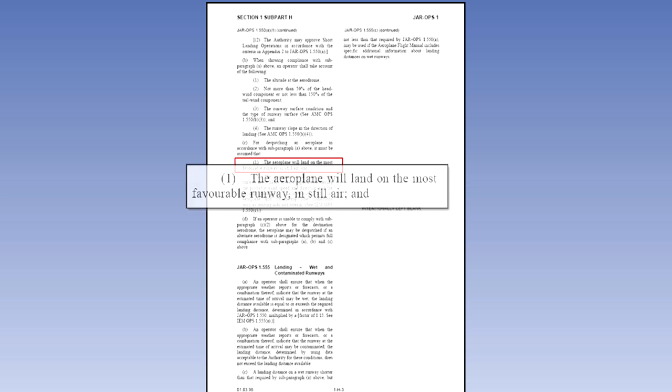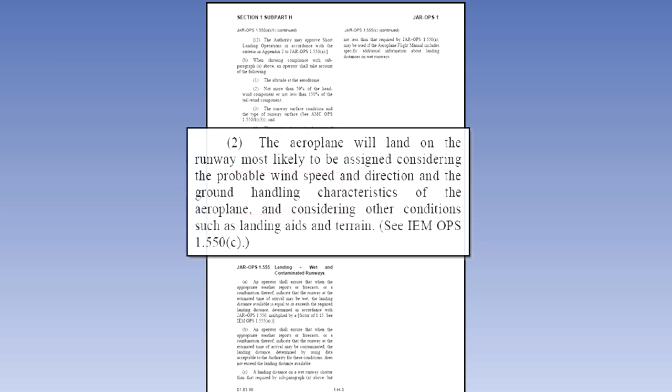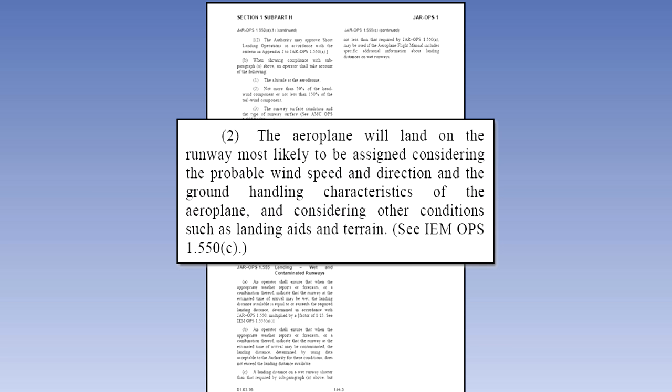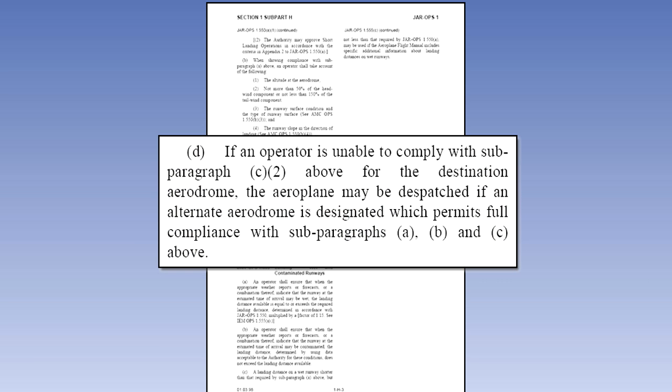The dispatch rules found in JAR-OPS 1.550 paragraph C state that for dispatching an aeroplane, it must be assumed that, firstly, the aeroplane will land on the most favorable runway at the destination airfield in still air, and, secondly, that the aeroplane will land on the runway most likely to be assigned, considering the probable wind speed and direction. If this second assumption cannot be met, the aeroplane may be dispatched only if an alternate aerodrome is designated at which full compliance of the regulatory dispatch requirements can be met.